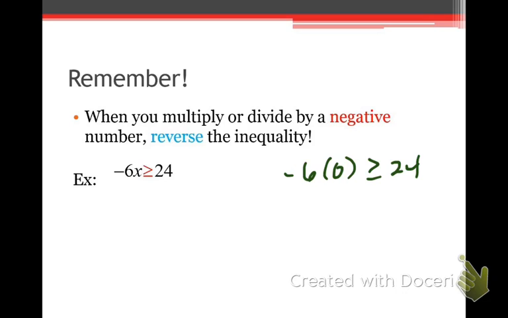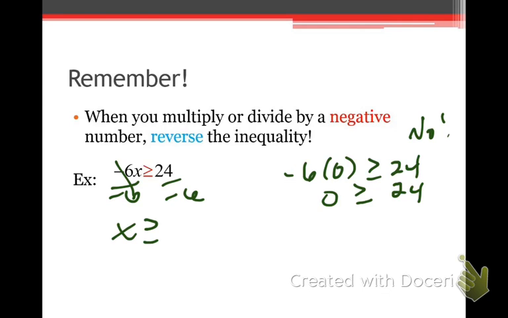0 times negative 6 is 0. Is 0 greater than or equal to 24? No. It's not a solution. Now watch what happens. If I divide both sides by negative 6, and I don't reverse the inequality, I get x is greater than negative 4. Now plug in 0. Remember that what we're doing when we're isolating a variable, we talked about this when we were solving equations, and even here again in inequalities, the idea is we're creating an equivalent inequality that means the same thing, just looks different. It has the same solutions, just looks different.